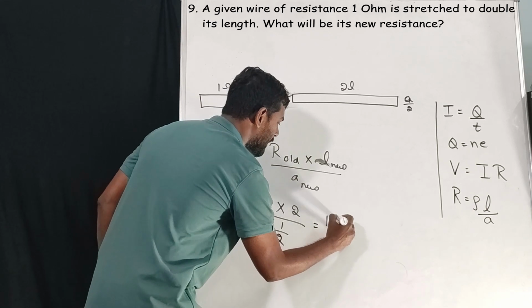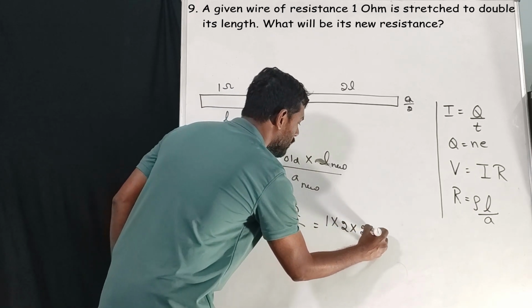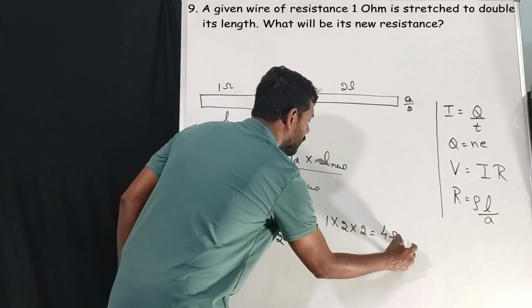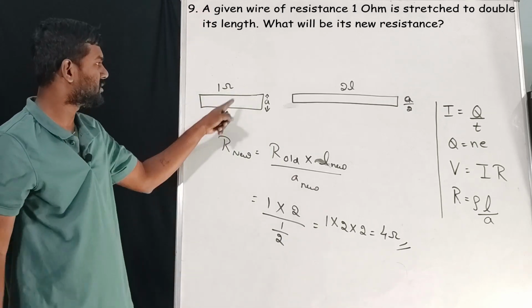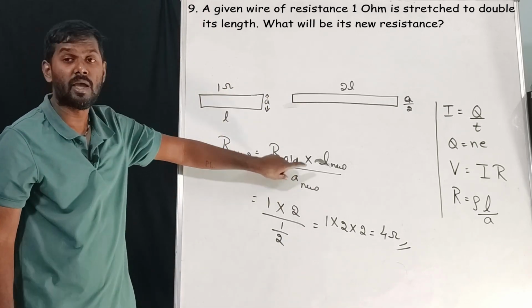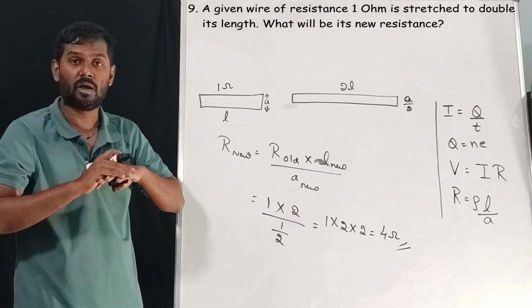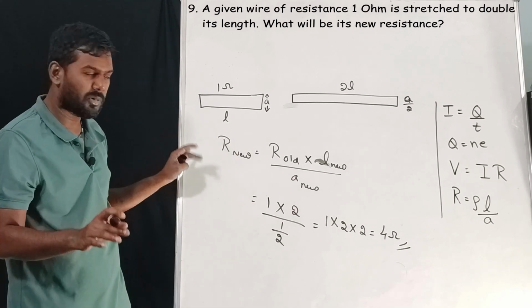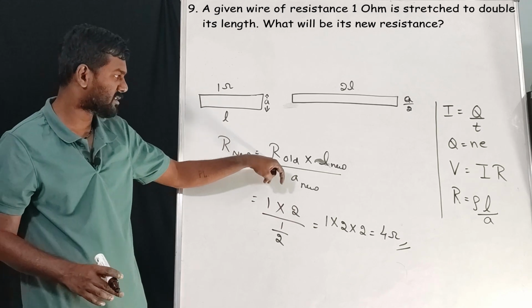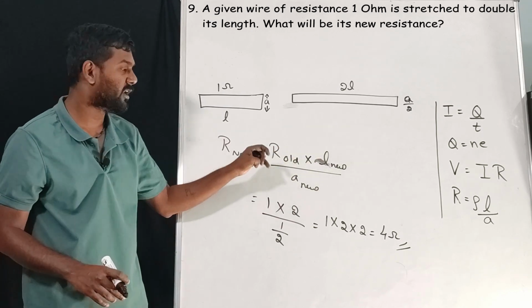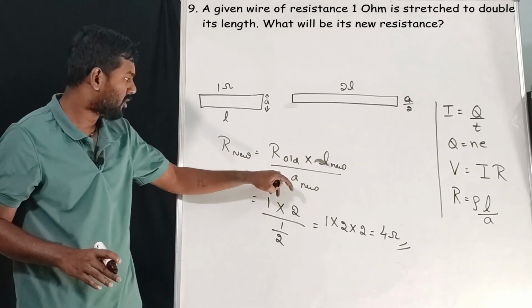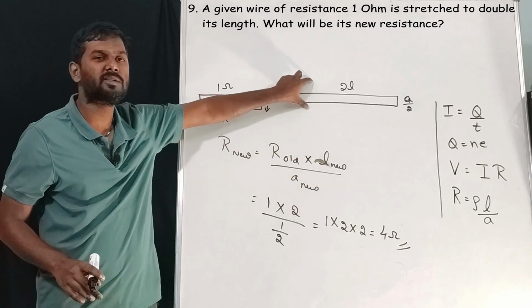So it will become 1 into 2 into 2, the final answer will be 4 ohm. That's it. See, if you understand the concept, substituting the values in the formula is easy. This formula I created, it's not available on Google also. So very simple: new resistance is equal to old resistance into new length divided by new area.